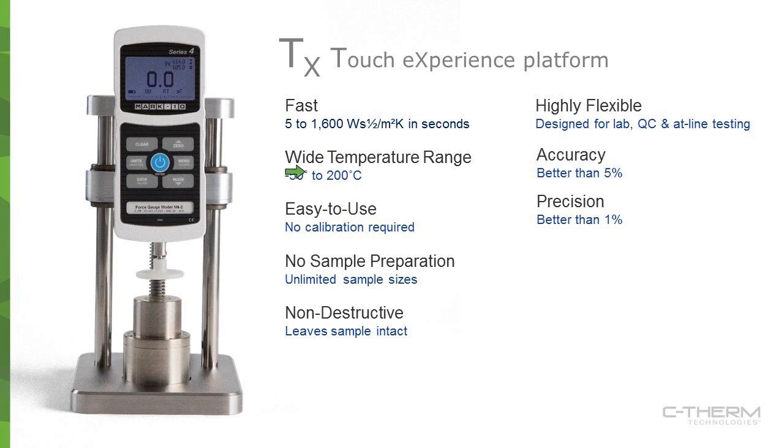The temperature range for the sensor is minus 50 to 200 degrees C. Very easy to use. The sensor is factory calibrated. It has an internal ID chip in the connector of the sensor, which is programmed with that calibration data. And what that effectively means is that the sensors are plug and play. You plug it in, it's very quick to run a measurement. Within a few seconds, you've got hard data in terms of the effusivity of the material. No sample preparation required. It's non-destructive. This isn't going to impact the textile in any way. It's highly accurate with an accuracy of better than 5% and a precision statement of better than 1%.